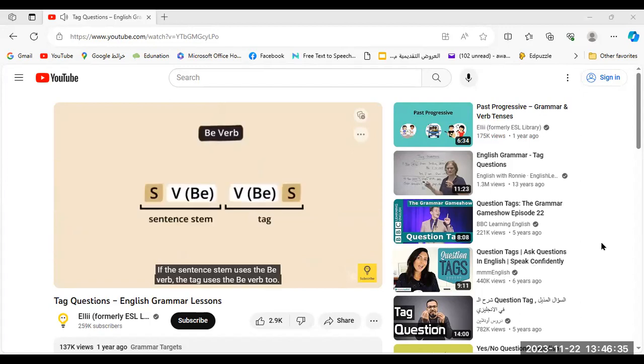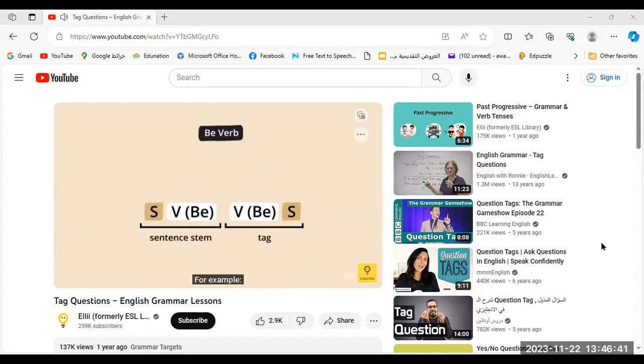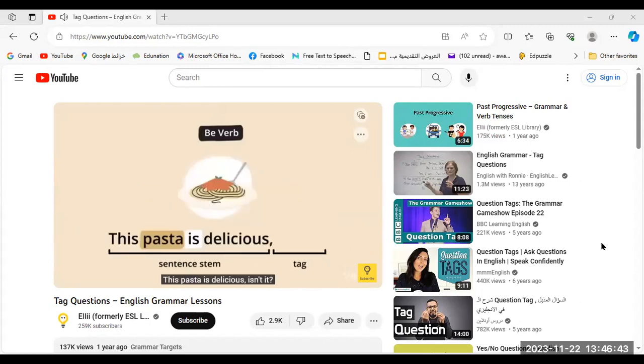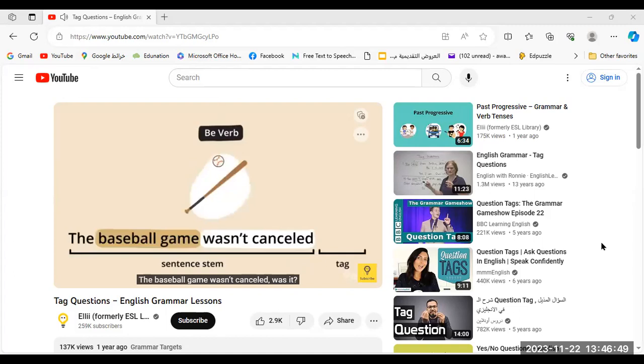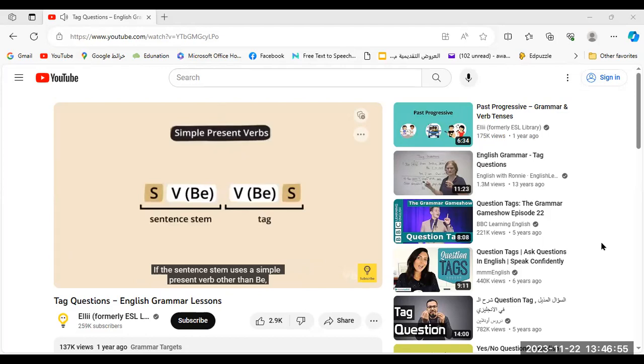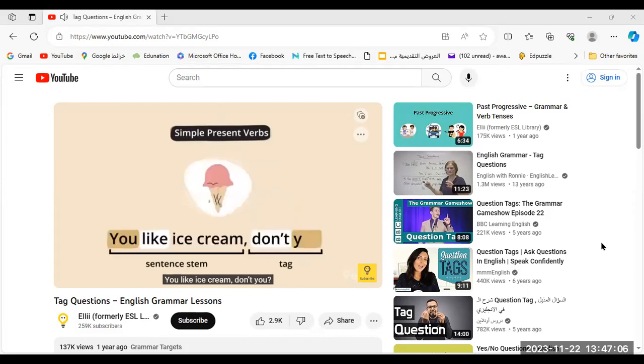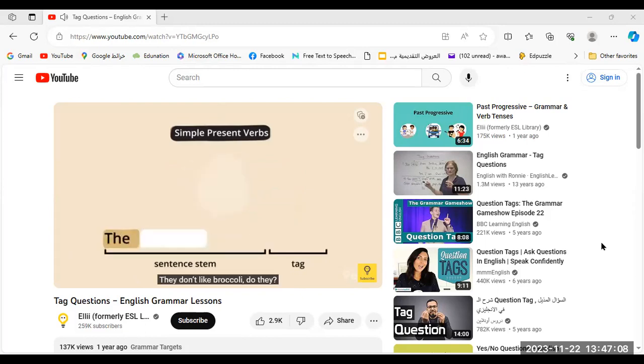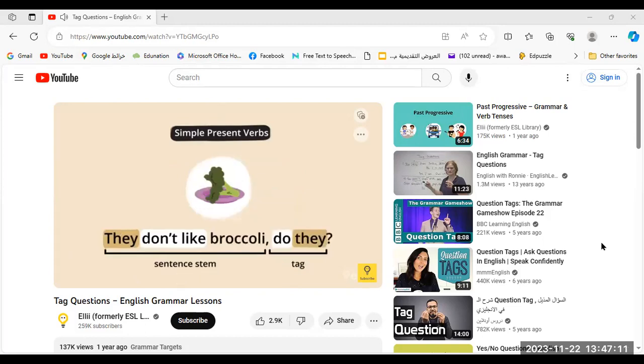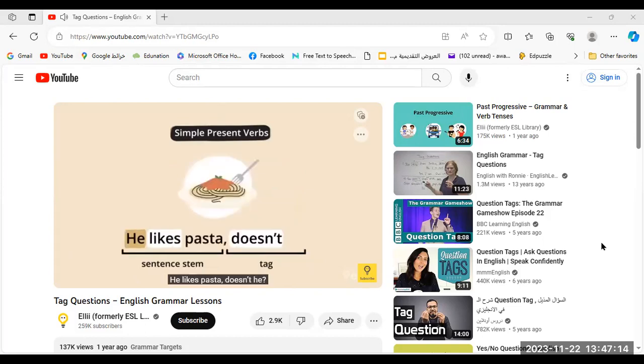If the sentence stem uses the be verb, the tag uses the be verb too. For example, "This pasta is delicious, isn't it?" "The baseball game wasn't canceled, was it?" If the sentence stem uses a simple present verb other than be, the tag uses don't, do, doesn't, or does. For example, "You like ice cream, don't you?" "They don't like broccoli, do they?" "He likes pasta, doesn't he?"